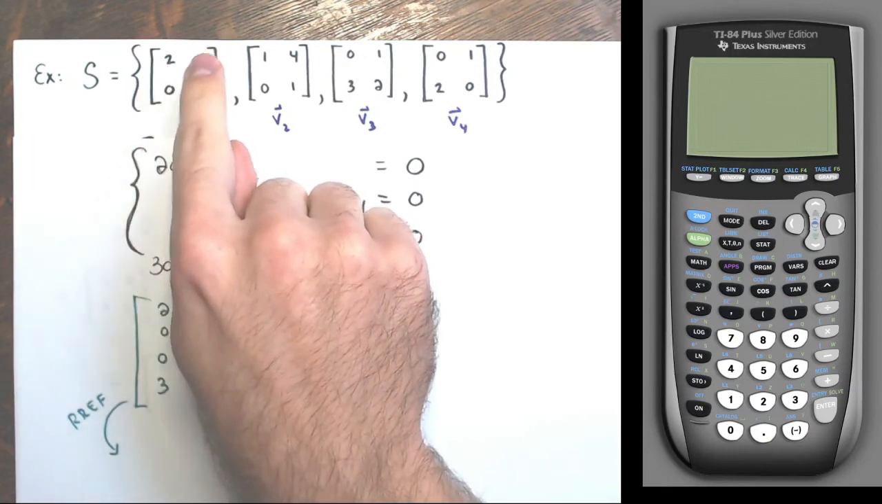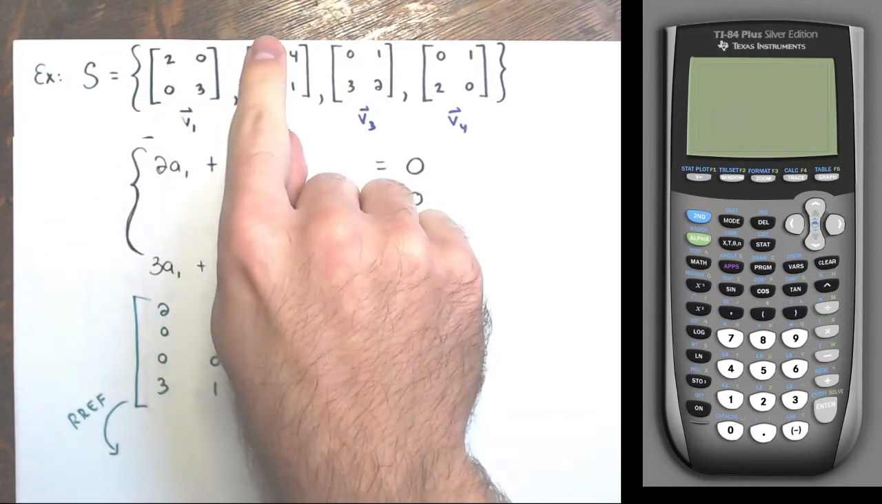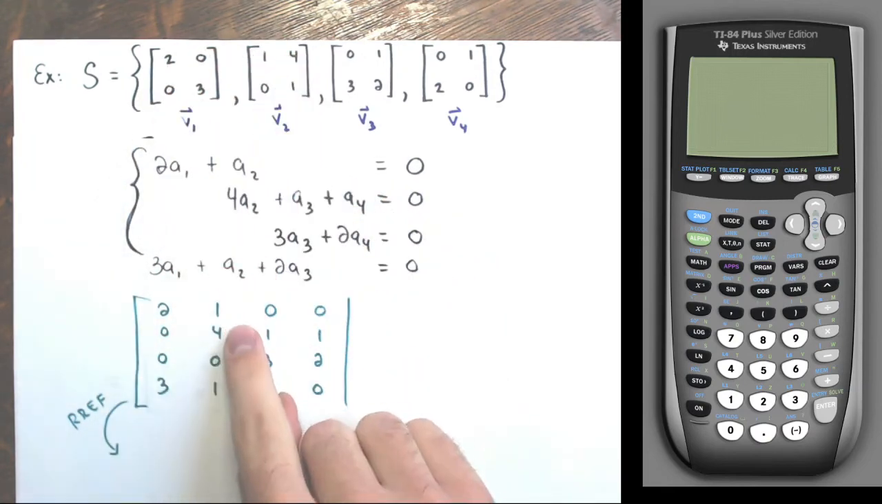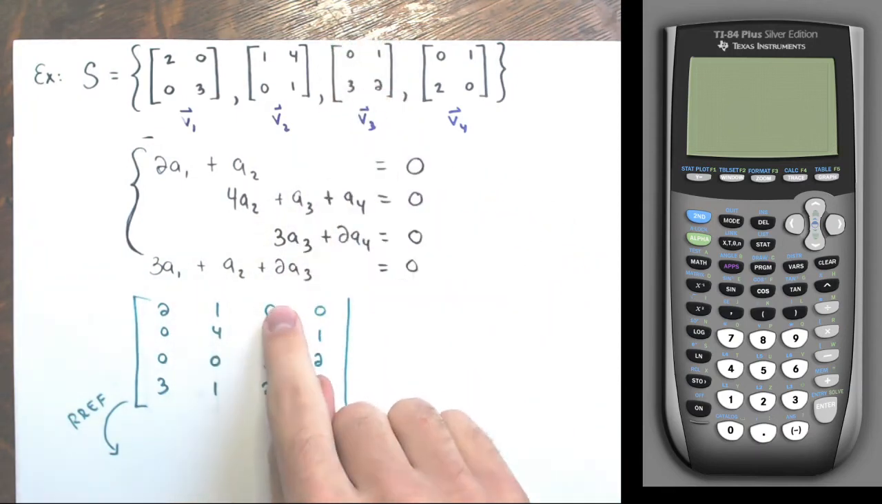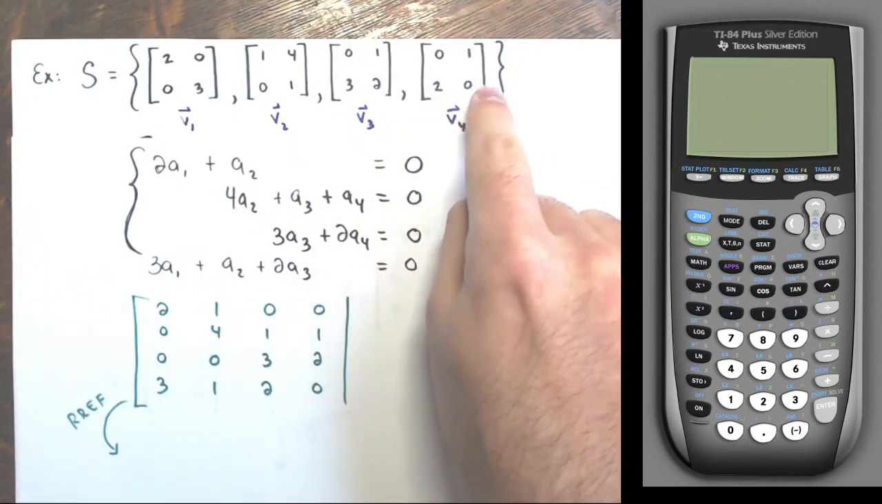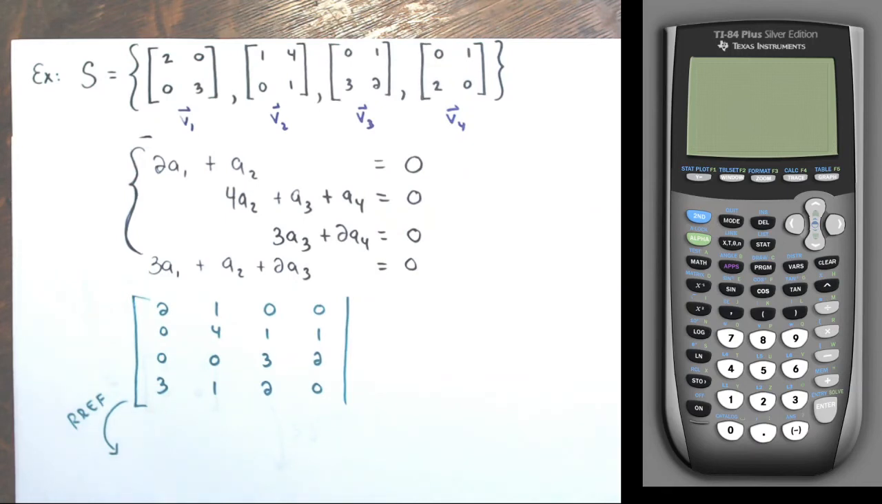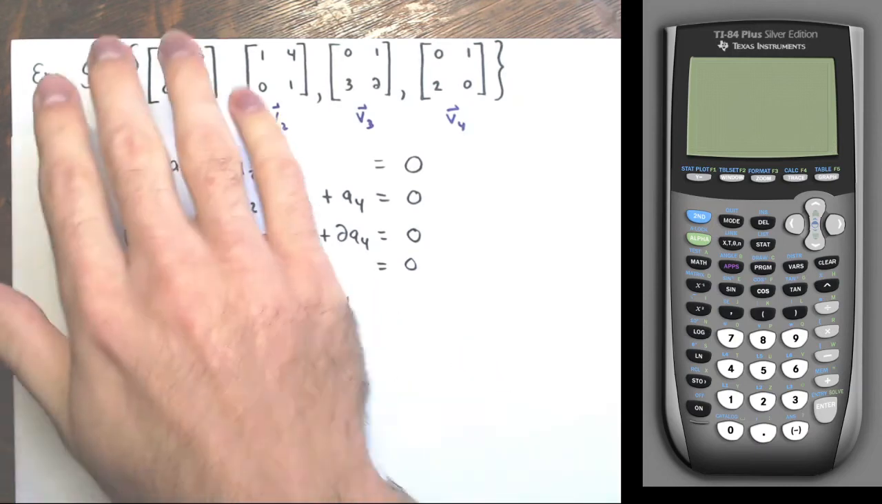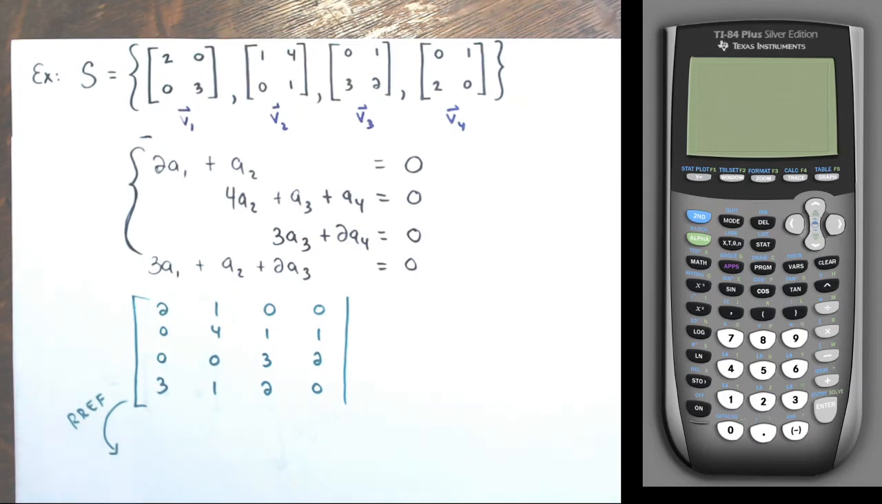So you see 2, 0, 0, 3, 2, 0, 0, 3, 1, 4, 0, 1, 1, 4, 0, 1, 0, 1, 3, 2, 0, 1, 3, 2, 0, 1, 2, 0, 0, 1, 2, 0. So that'll speed things up when I write my next example out and set up this coefficient matrix for a system I'd have to be solving to check if S spans the vector space or if S is independent.